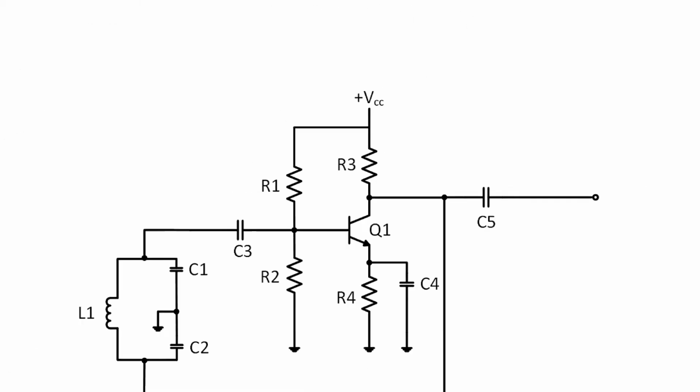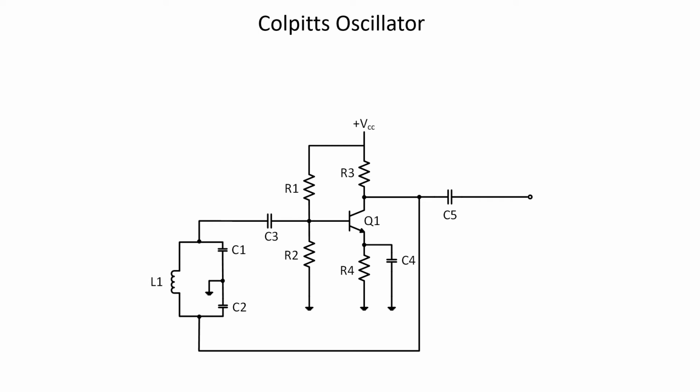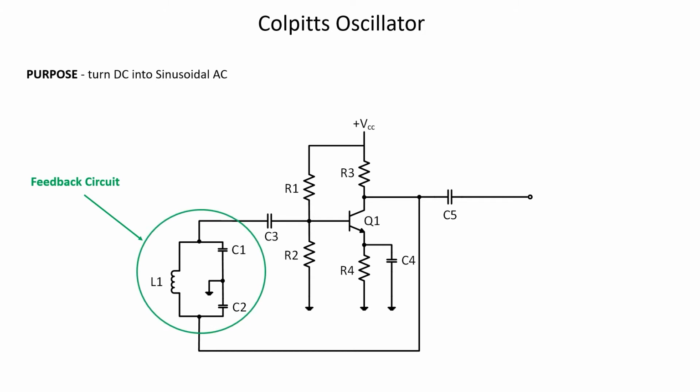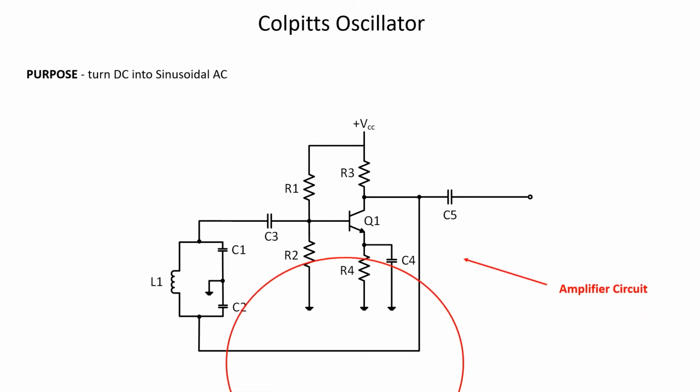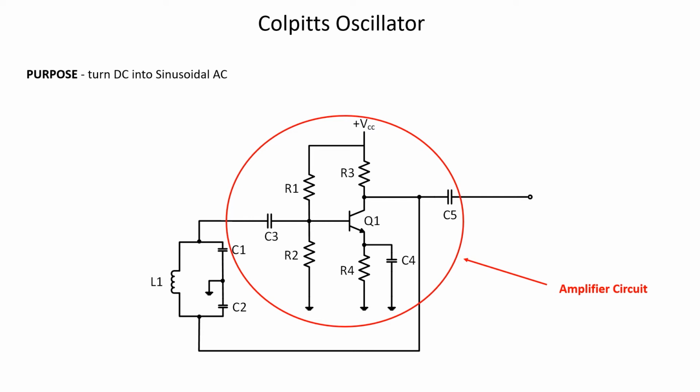Next is the Colpitts Oscillator. The purpose is to turn DC into sinusoidal AC. The operation of the Colpitts is exactly the same as the Hartley. The key difference is the components of the feedback circuit. Notice that the Colpitts has two capacitors connected in series and one inductor. The amplifier circuit, as seen, is identical to the one before, our transistor and all the components.